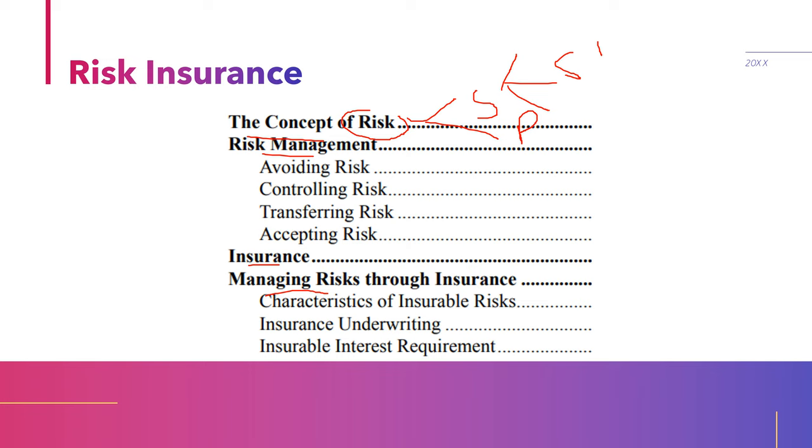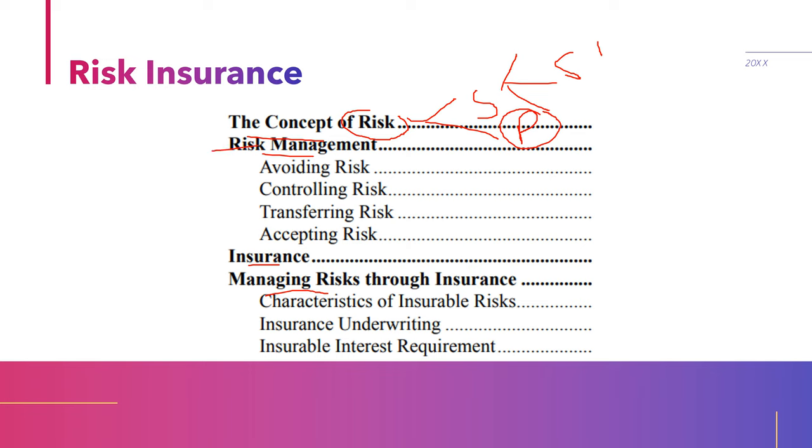And the second one is pure risk. Pure risk is a risk where there is no possibility of gain. That type of risk only insurance will cover. It comes under insurance, only the pure risk. So now we understand the concept of risk. Now we'll come to risk management.